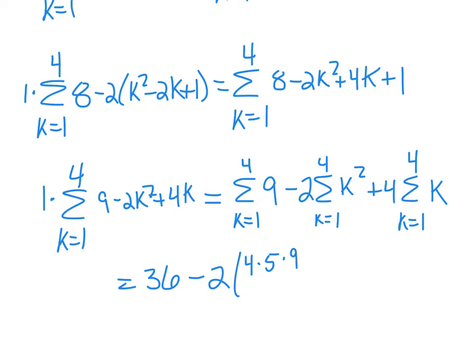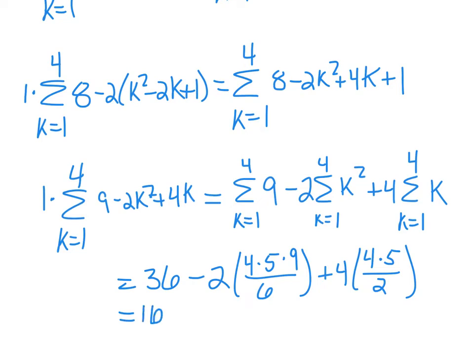times 9 all over 6. And then we're going to add this to it. Again, these are on page 357. And then I'm going to add those up. Okay, and you work all that out, and you get that the net area is 16.